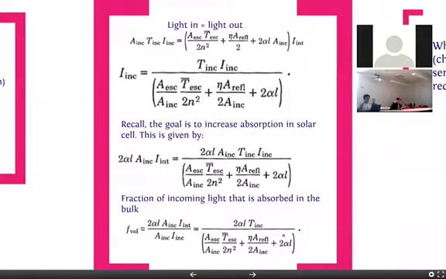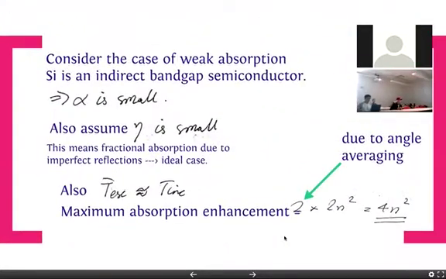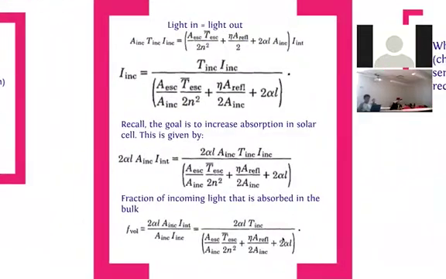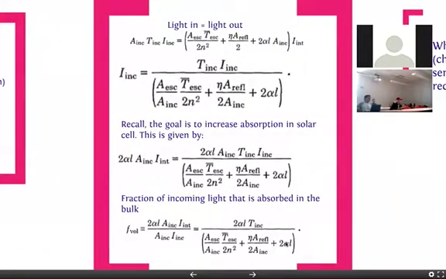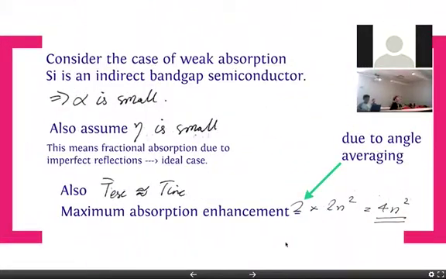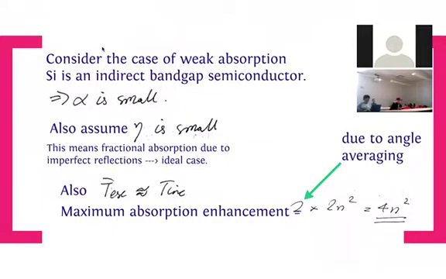So we'll simplify this shortly. Let's make some simple assumptions. First of all, we'll assume alpha is very, very small because the absorption is small, which is typically the case for an indirect semiconductor like silicon. So weak absorption: silicon is an indirect bandgap semiconductor, so alpha is small.